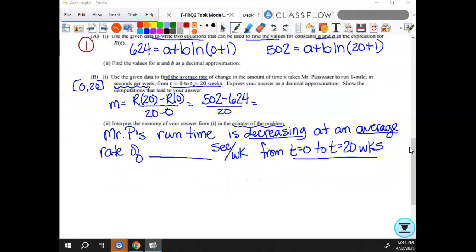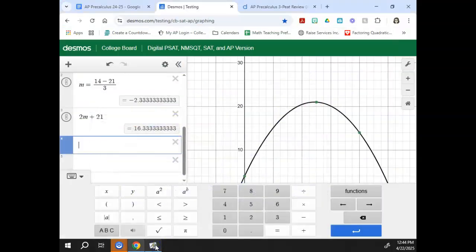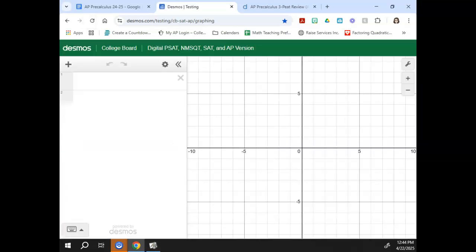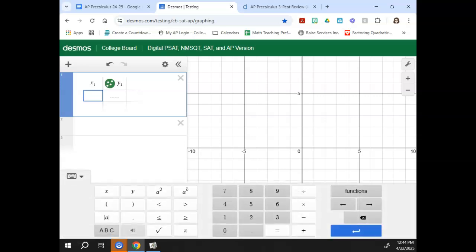So let's go in here, and if you're on this one and it's not actually in the test, you can refresh it and it just clears it all out. I don't think you have that option in the test. You might have to exit out, or X them out rather. All right, so let's put this stuff in here. We've got 0 and 20. And 624. Why aren't you typing? Come on. And 502.